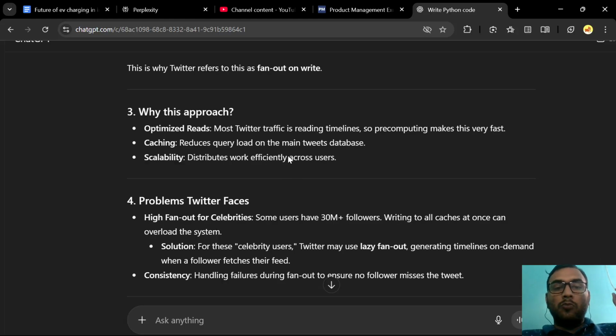Now, why this approach? Most of the Twitter traffic is reading timelines, so pre-computing makes this very fast. It is saying that, let's say 10 is the total number of users present on Twitter. Out of those 10 users, only 2 or maximum 3 users are actually writing, posting a tweet. So 70 to 80 or 95% of our users are only reading tweets. They are not actively writing. So in most cases, there is only read operation going on, and this caching reduces the query load on the main database.